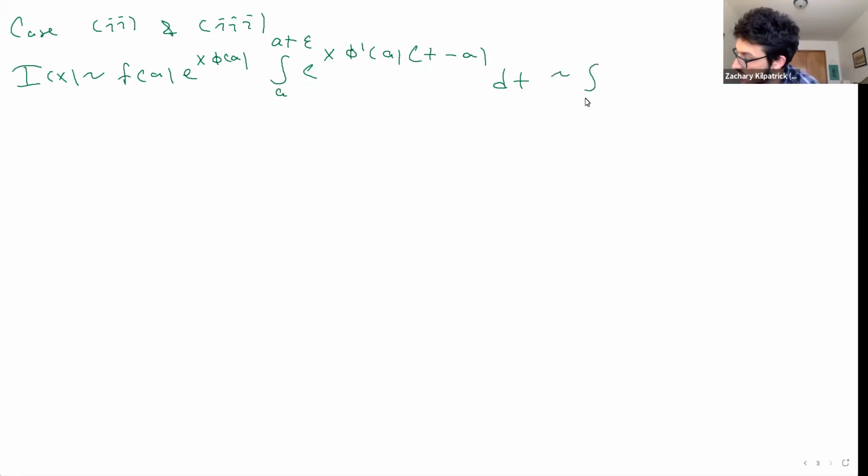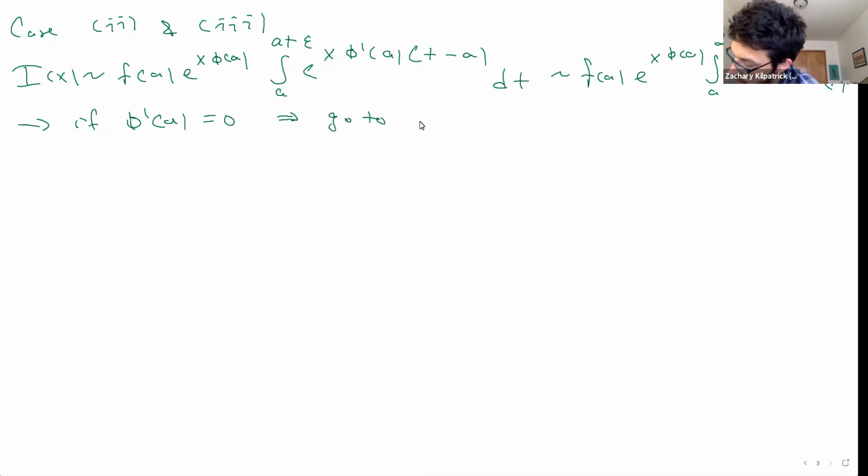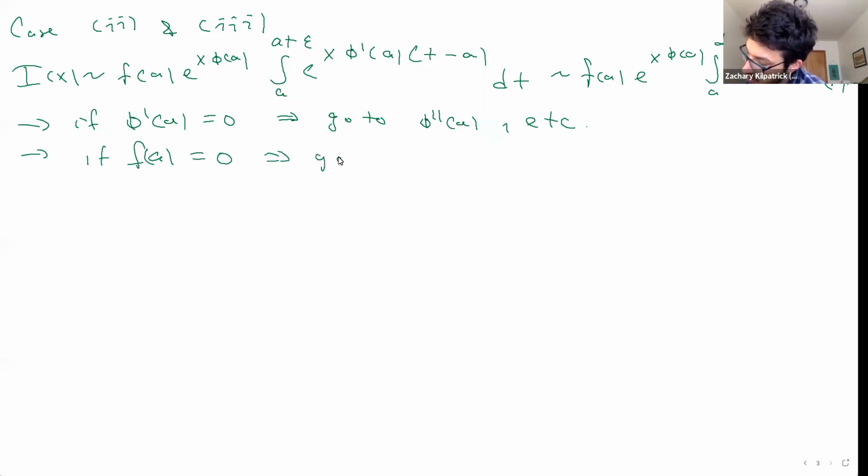Through the same logic as case 1, we can rewrite this integral as f of a e to the x phi of a, integral from a to infinity, e to the x phi prime of a, t minus a dt. And if phi prime of a equals 0, go to the next order, etc. If f of a equals 0, go to f prime of a, etc.